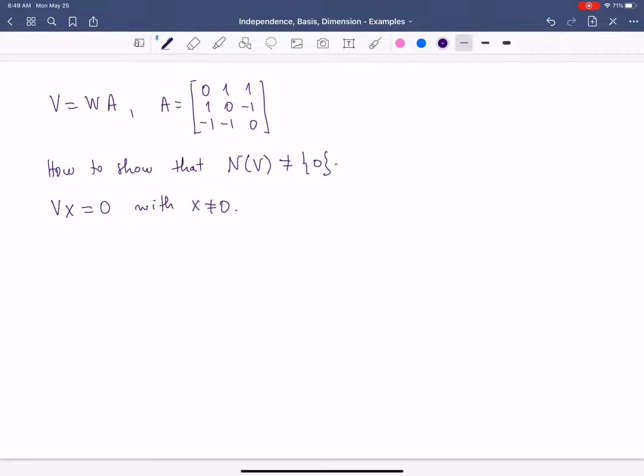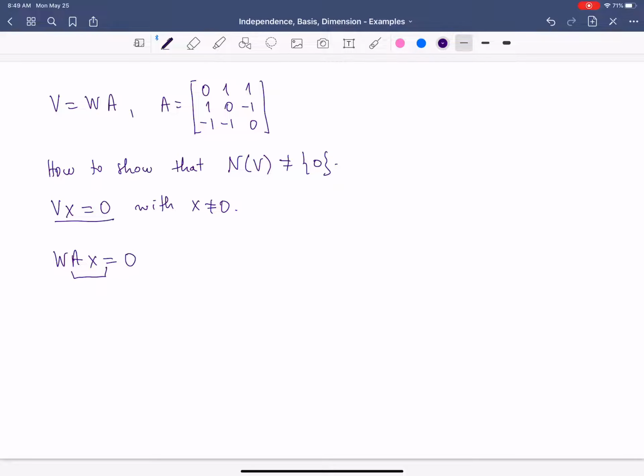If we can find such an X, that X would be in the null space of V, which would mean that the null space of V is not simply the zero space. So how to show this? Well, let me rewrite V as W times A. Right? VX equals 0 is the same as saying WA times X is 0. But you see, I can find an X that gives me A times X equals 0.